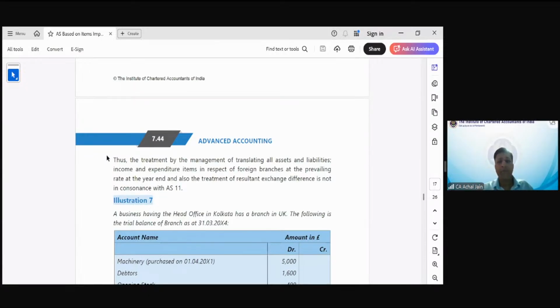And where do you take the impact? So the impact is taken to the P&L, not something which the entity has done. Clear? Everyone clear on this?